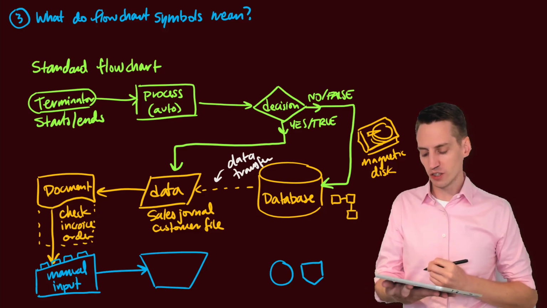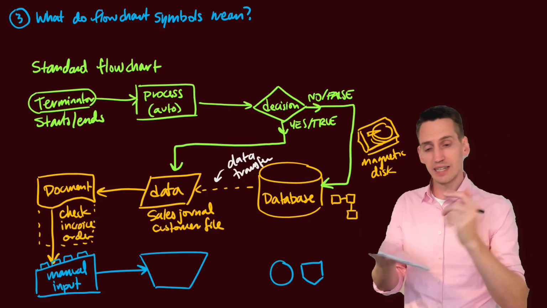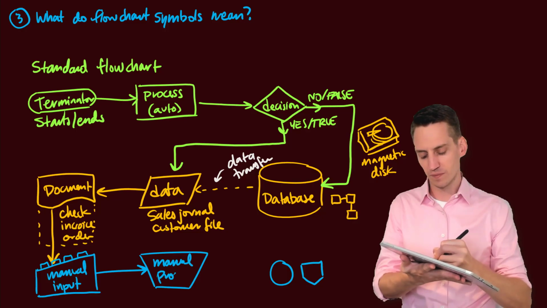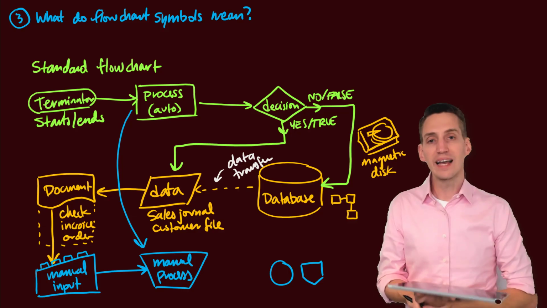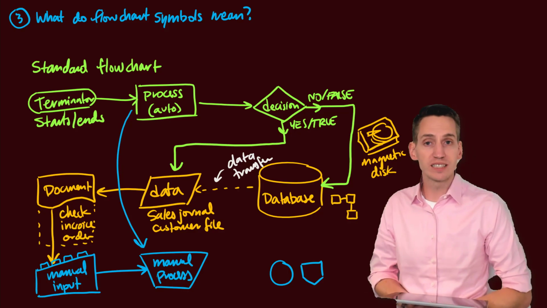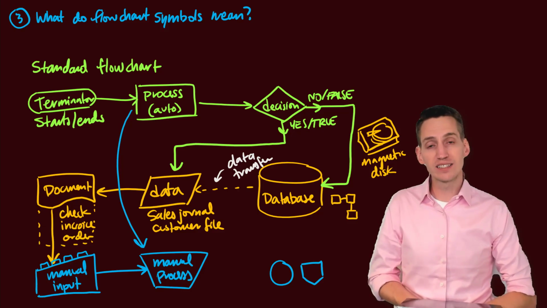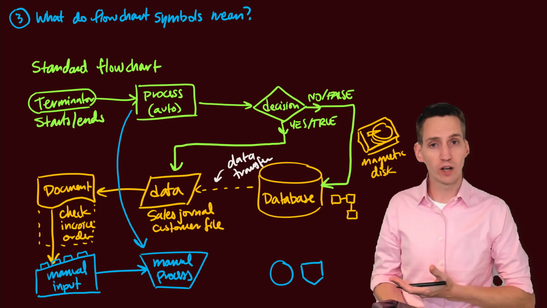Then we're going to go over to this trapezoid, and this trapezoid, with the angles coming down, represents a manual process. So just like we had talked about the automatic process before, a manual process involves some manual labor. So an automatic process may be calculate the tax. A manual process would be take these pieces of paper and staple them together, or make a photocopy.